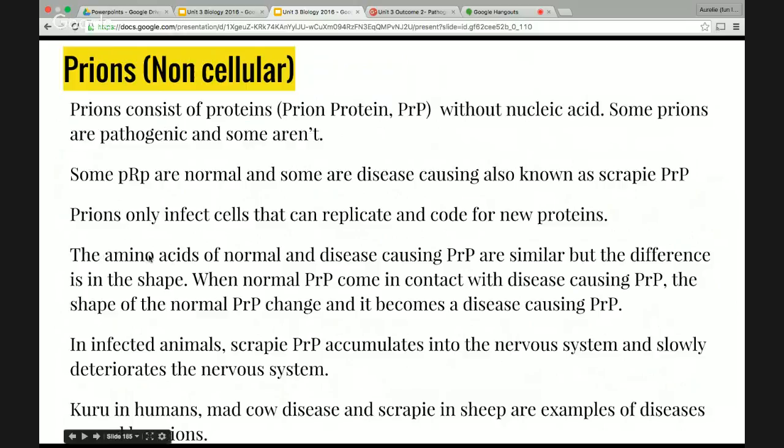The amino acids of normal and disease-causing PrP are similar, but the difference is in the shape. When normal PrP comes into contact with disease-causing PrP, the shape of the normal PrP changes and it becomes a disease-causing PrP. In infected animals, scrapie PrP accumulates in the nervous system and slowly deteriorates it. Kuru in humans, mad cow disease, and scrapie in sheep are examples of diseases caused by prions.